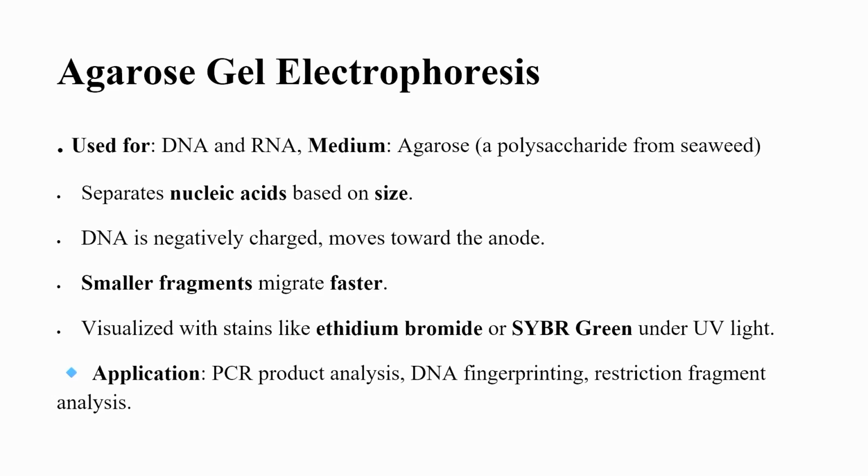Medium is agarose. Agarose is a polysaccharide that is derived from a seaweed, and it separates nucleic acids based on size. DNA is negatively charged, so it moves towards the anode, which is positively charged. Smaller fragments migrate faster. Visualization is done with stains like ethidium bromide or SYBR Green under UV light. Application is PCR product analysis, DNA fingerprinting and restriction fragment analysis.